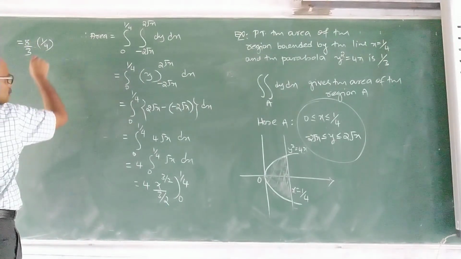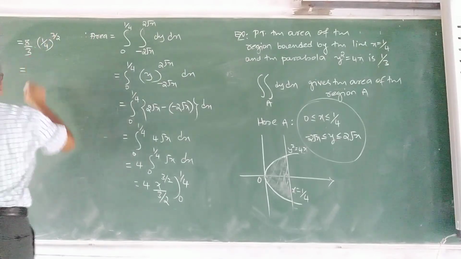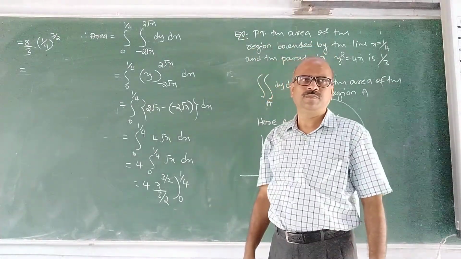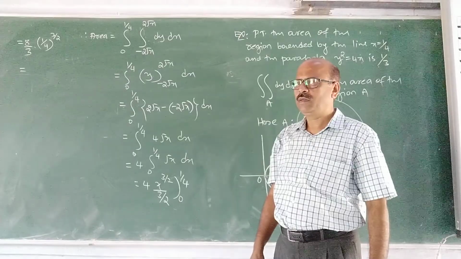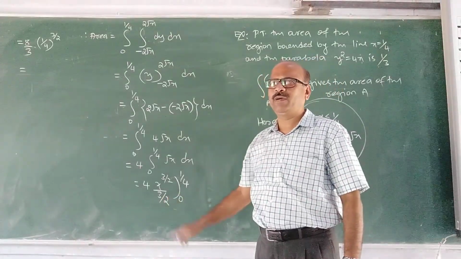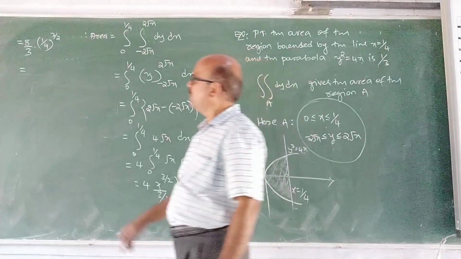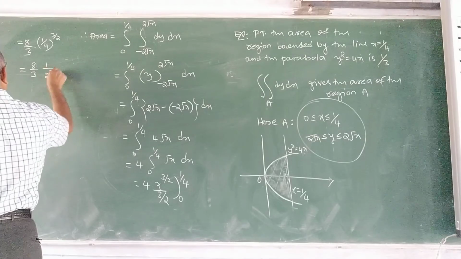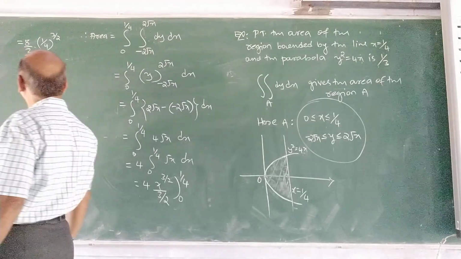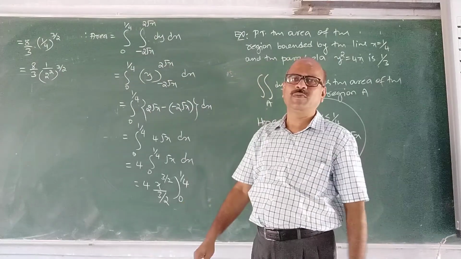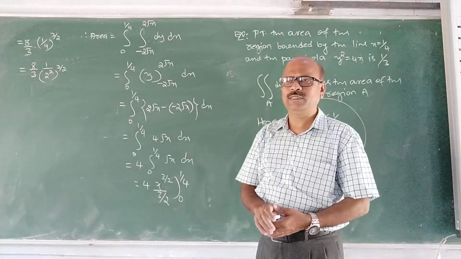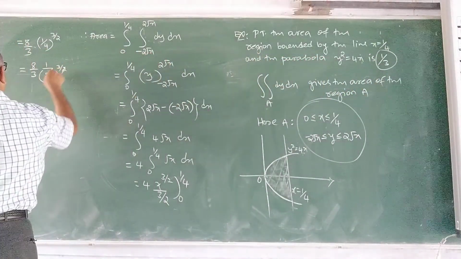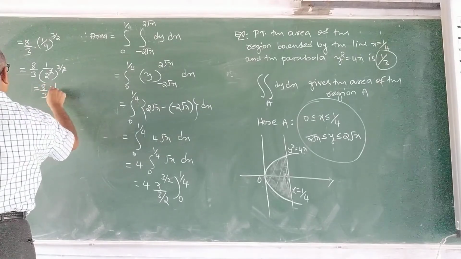1 by 4 raised to 3 by 2 minus 0. The lower limit is 0. Four divided by 3 by 2 is 8 by 3, times 1 by 4 raised to 3 by 2. So 8 by 3, 1 upon 2 squared raised to 3 by 2. What is simply 4 raised to 3 by 2? Is it 8? If it is 8, then our answer is correct. If you simplify this, cancel: 8 by 3 into 1 by 8, so 1 by 3.